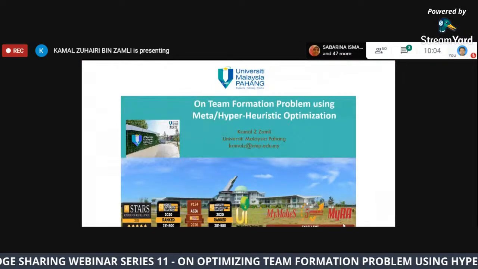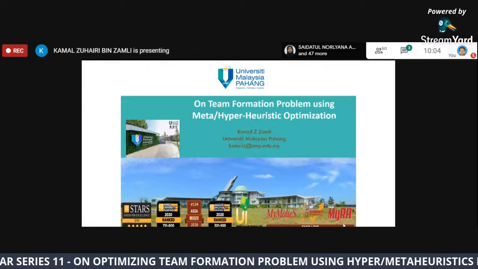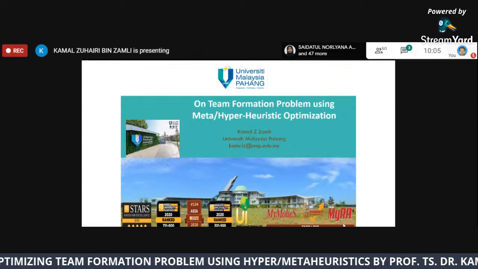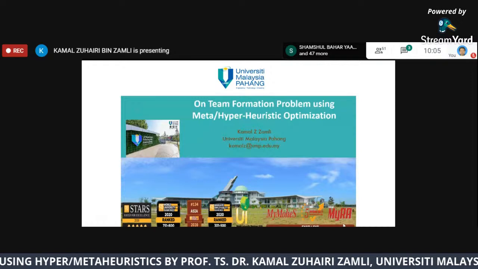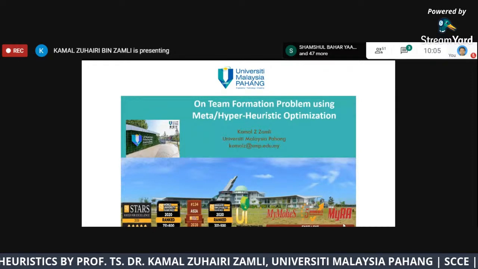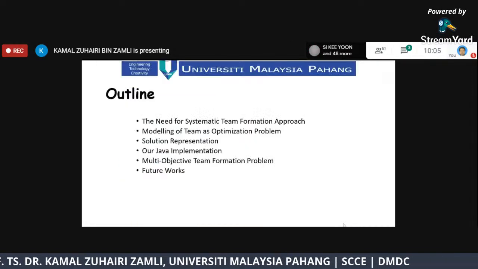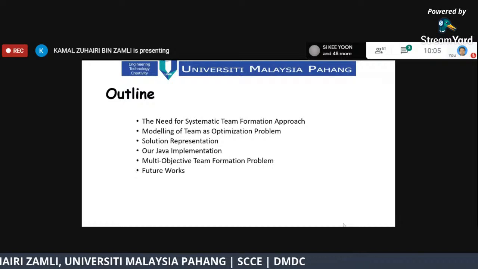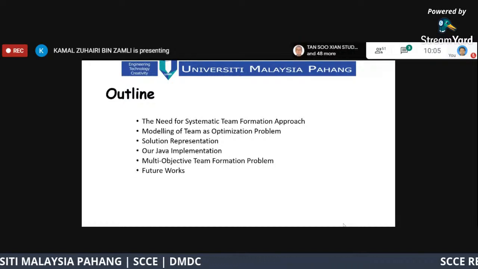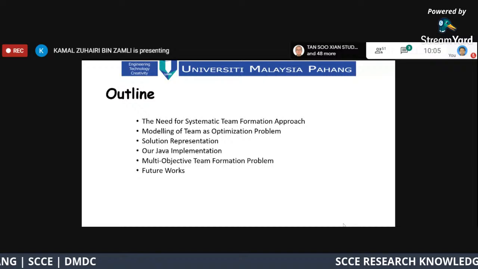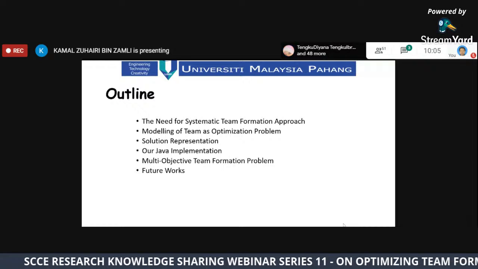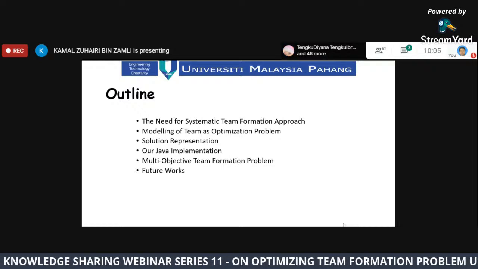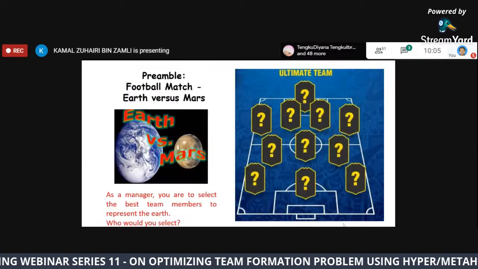So I'm going to talk about something called team formation problem using meta and hyper heuristic. Again, my name is Kamal. I came from UMP. So basically, what I'm going to talk about today is the need for a systematic team formation approach, and then modeling the team formation problem, and some solution representation, our Java implementation, and future work.